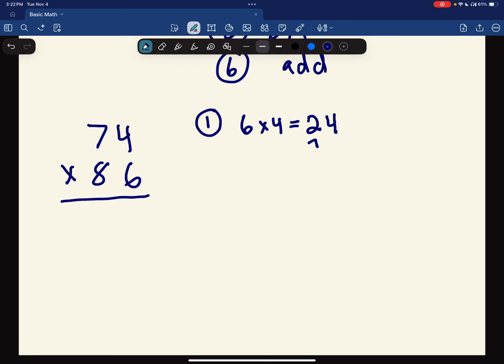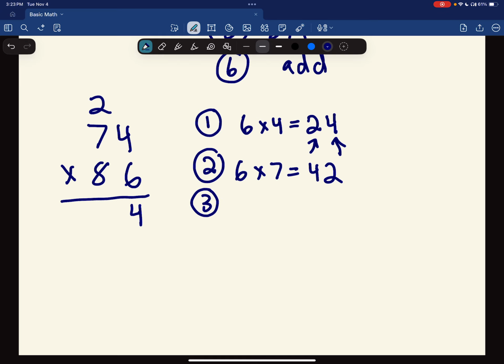Now, since we have a two-digit number in our answer, we need to separate the two digits, the 2 and the 4. So I'm going to place the 4 directly under our 6 in 86, and I'm going to carry the 2. I'm going to place it above our 7 in 74. Then the next step is we do 6 times the digit across from it. So 6 times 7 is 42. And then for our third step, we need to add 42 to the number that we carried over, which was 2. So 42 plus 2 is 44.